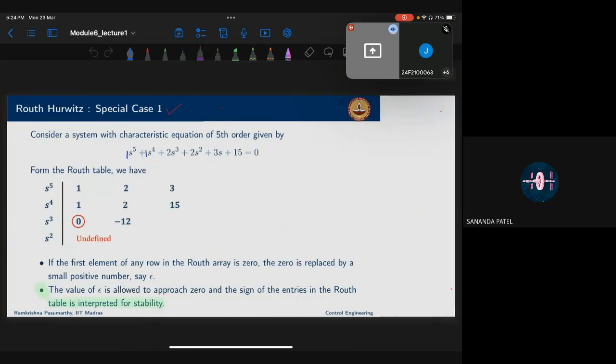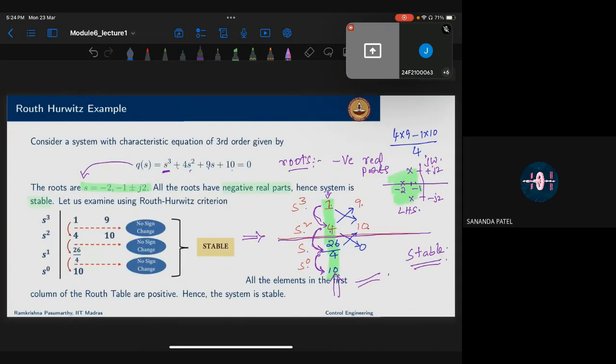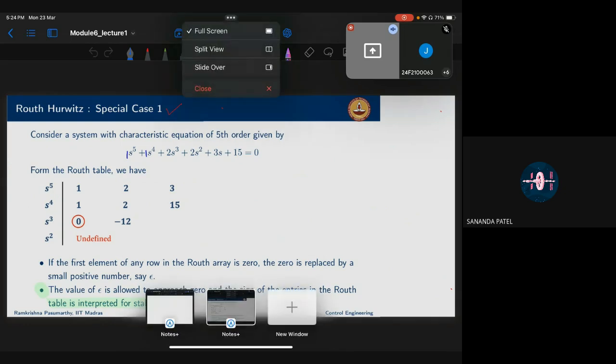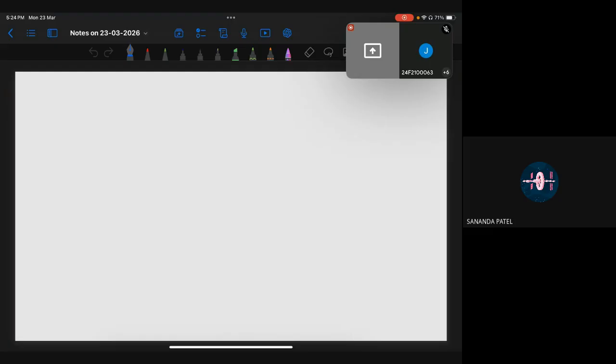Sir, can you do an example of an unstable system? Unstable also we can do. Just give me a minute. Okay, so we'll discuss roughly this, then we'll go ahead. I'll do it for unstable also. Otherwise, let me do an example, you'll understand it. Can you see these notes? Yes, sir.